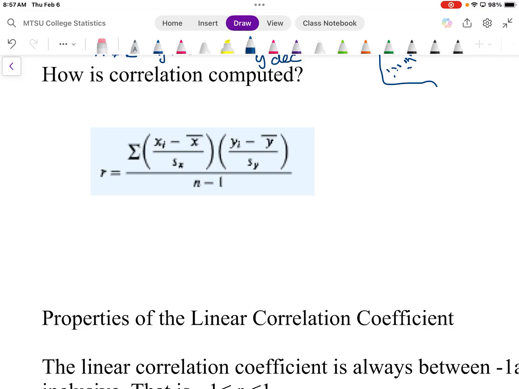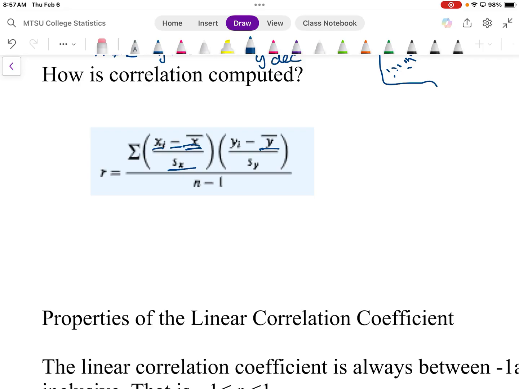So what this formula is telling us is we have to find the mean of the X values and the mean of the Y values. Once we find those means, we take each X value, subtract the mean from it, and divide by the standard deviation of the X's. And I have to do that for every single X value.